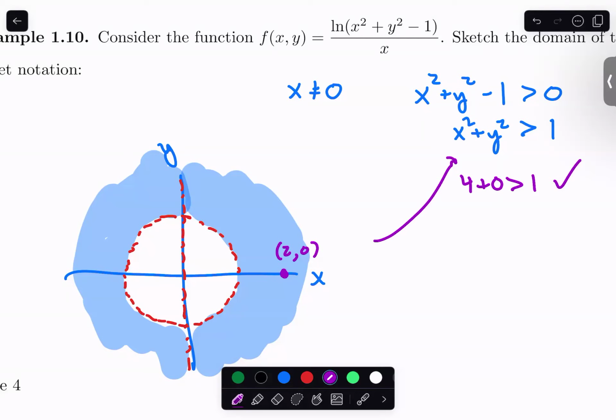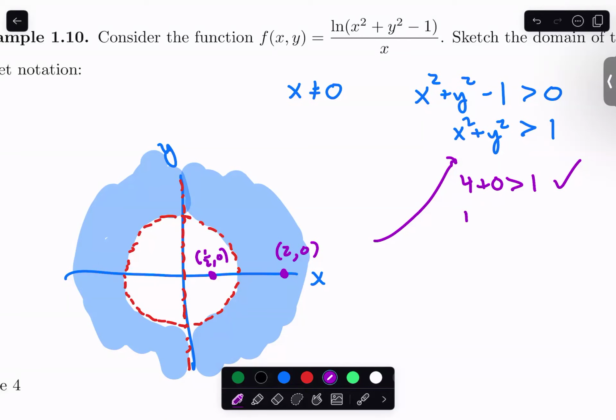Just for fun, we could also check inside of the circle and see if we should be shading there. So maybe if I choose the point here, this is 1/2, 0. And again, these are test points. You could really choose any point that you would like outside of the circle and inside of the circle. But I'll do 1/2, 0.